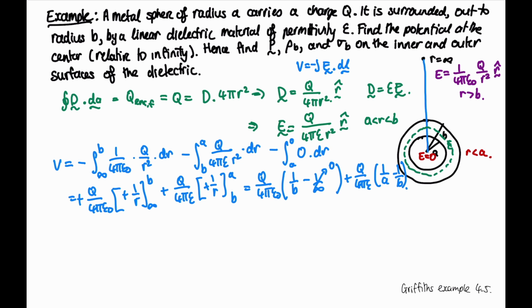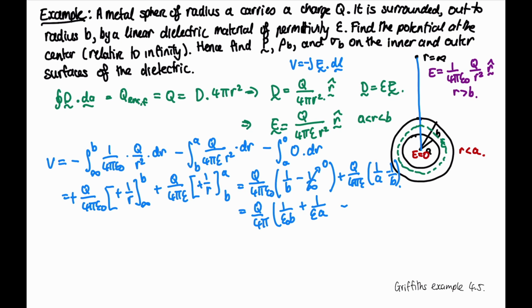So this is equal to Q over 4 pi, we've got 1 on epsilon naught B plus 1 on epsilon A minus, oops, why did it jump around? Minus 1 over epsilon B. So that's an expression for the potential. So we've done the first part of this problem. We've come up with an expression for the potential.